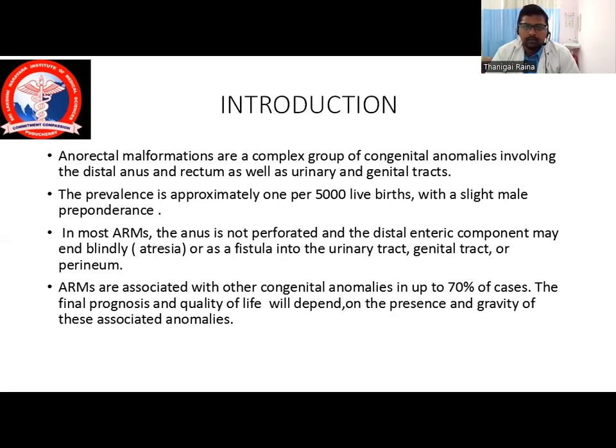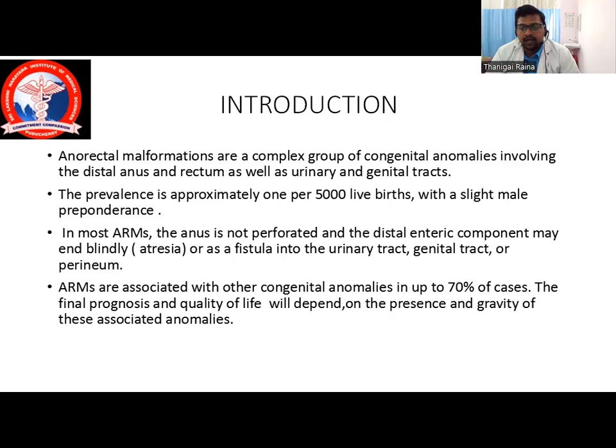The prevalence is approximately 1 in 5,000 live births, with male babies slightly more commonly affected. ARM means anorectal malformation. In most ARMs, the anus is not perforated and the distal bowel component, that is the rectum, may end blindly. Blindly means it's called atresia. There is no opening, or the mucosa is atrophic, or there is a fistula into the urinary tract, genital tract, or perineum.